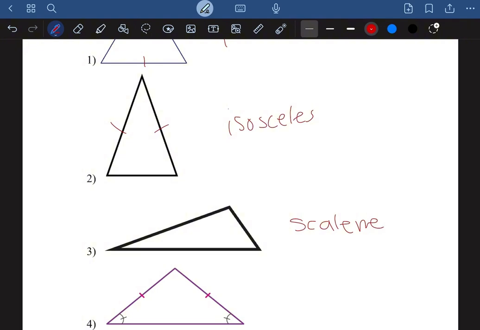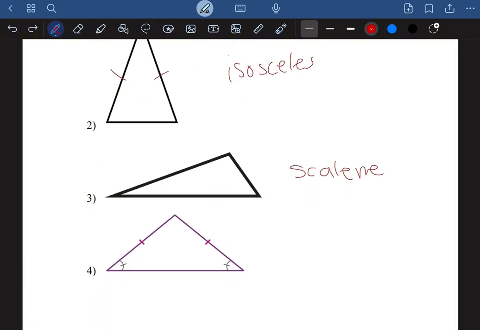Number 3, so this one is a scalene triangle because none of the sides match up. These two, they might look the same, but this side of the triangle is only about this long, which is not the same length, so it's a scalene triangle. Number 4, we have an isosceles triangle. They already showed us that these 2 sides are the same length and the bottom one is a different length, so it's an isosceles triangle.